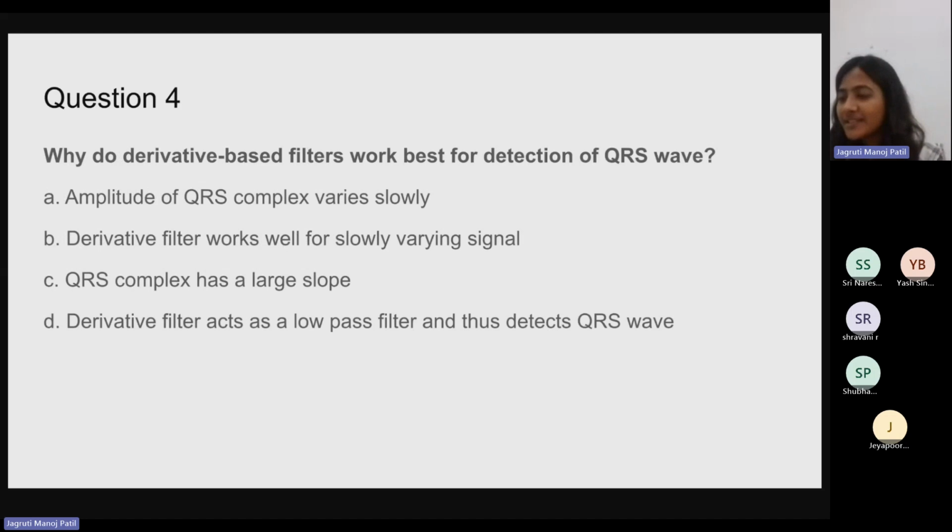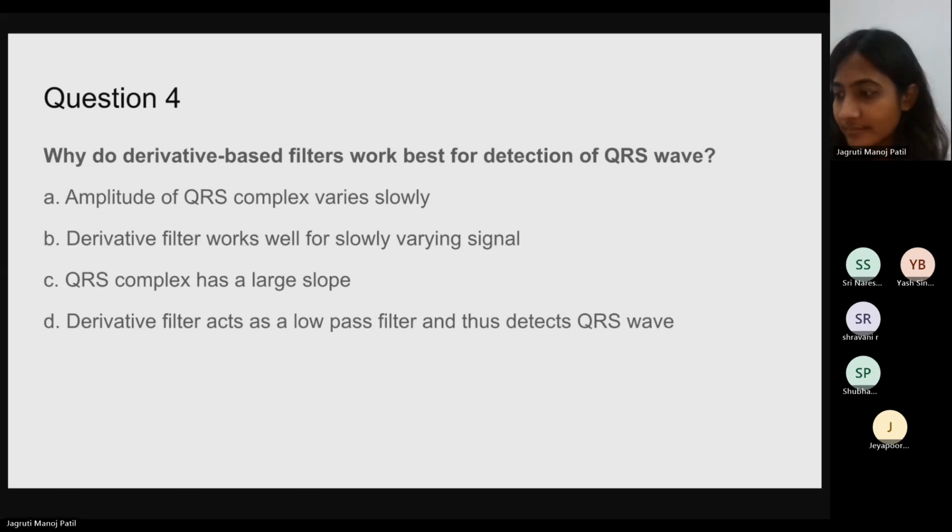Then why do derivatives-based filters work best for detection of the QRS wave? That's a peak detection. Why do they work nicely? I guess all options are more or less good options. I'm also confused with the answers over here. What do you guys think? It's the B option. C, QRS complex has a large slope. I think B. What were you saying, Ayush?